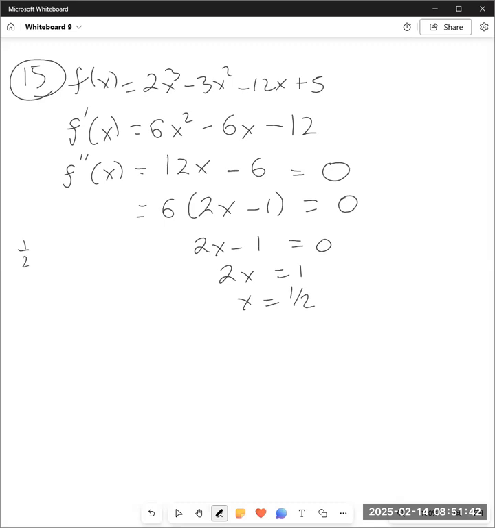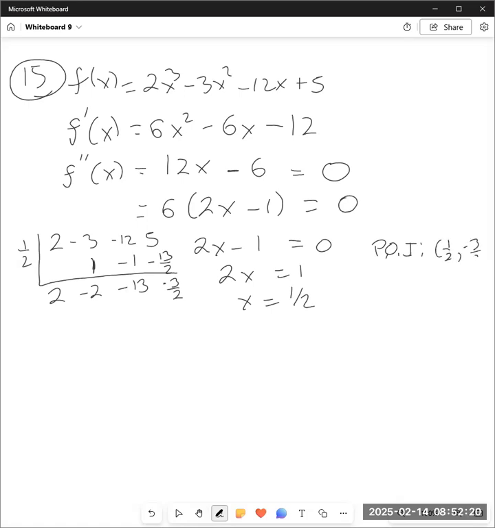Let's go ahead and do the synthetic division off to the side here. 2, -3, -12, 5. Half of 2 is 1. 1 plus -3 is -2. Half of -2 is -1. That makes a -13. Just write this as -13 halves. And this 5 is 10 halves. 10 halves plus -13 halves is -3 halves. So I have a point of inflection for later reference at 1/2, -3 halves.